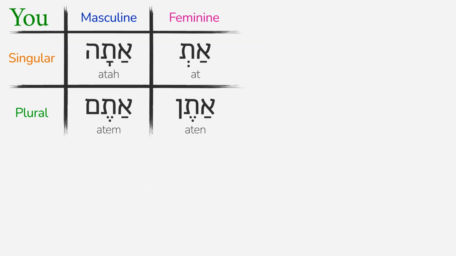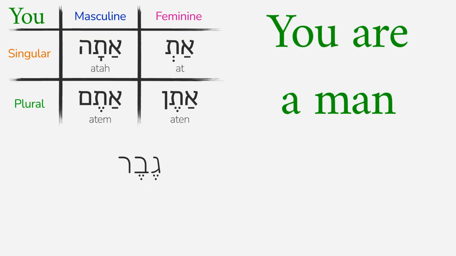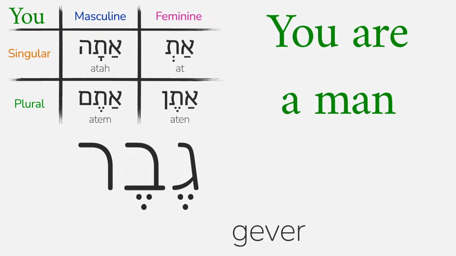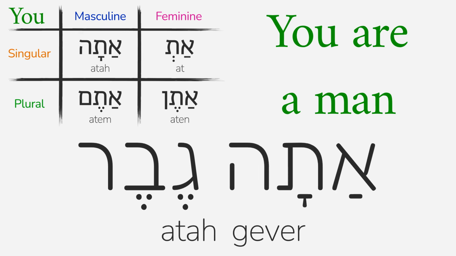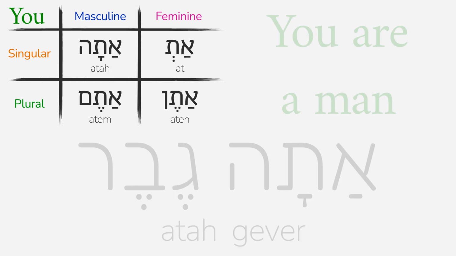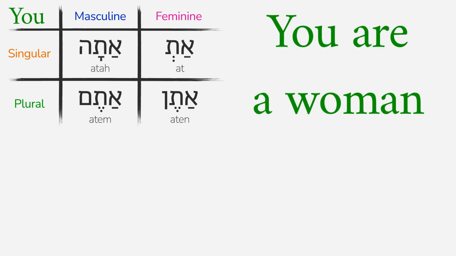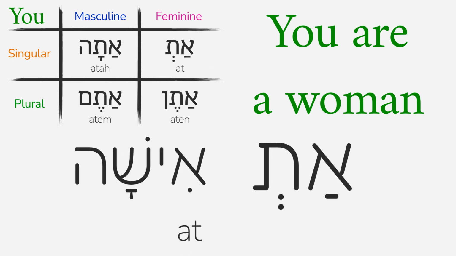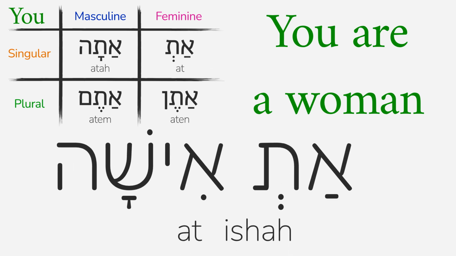So to say you are a man, we have gever once again, which is a masculine singular noun. And so the Hebrew word for you must also be masculine singular. And so that will be ata. Ata gever. You are a man. And if we wanted to say you are a woman, we would need the feminine singular form of you. At. At isha. You are a woman.